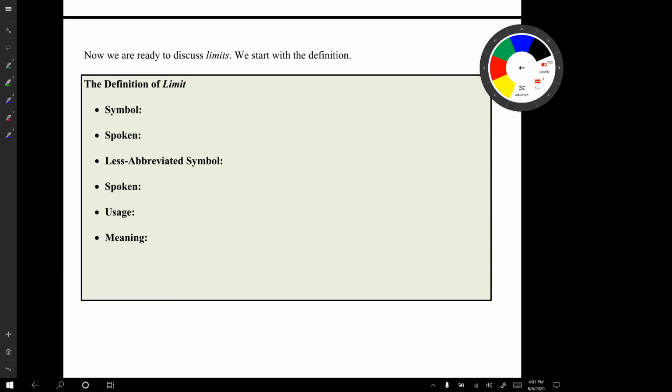Now we're ready to discuss limits. We'll start with the definition of limit. First of all, this symbol, we write the following. We write lim, underneath it we write x arrow c, next to that we write f parentheses x, next to that we write L. This is spoken in the following way: the limit as x approaches c of f of x is L.